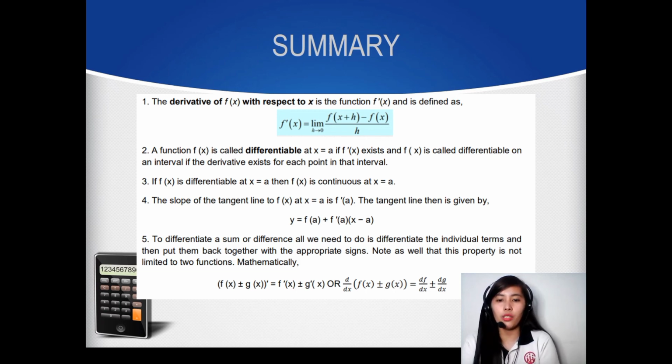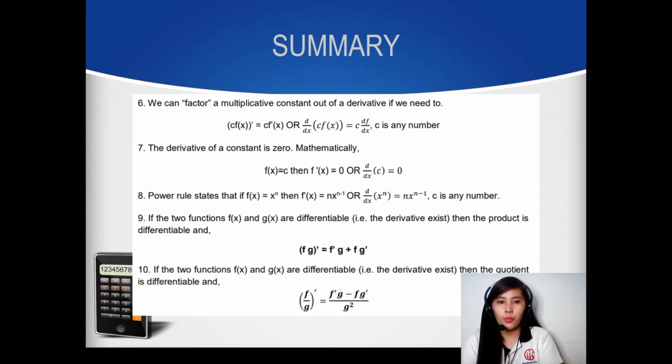Then we also discussed the slope of the tangent line to f of x at x equal to a. So the equation of the tangent line is given by y is equal to f of a plus f prime of a times x minus a. Then we have derivatives of sum and difference. All we need to do is to differentiate the individual terms and then put them back together with the appropriate sign. Note as well that this property is not limited to two functions. Mathematically, we have f of x plus or minus g of x prime is equal to f prime of x plus or minus g prime of x.